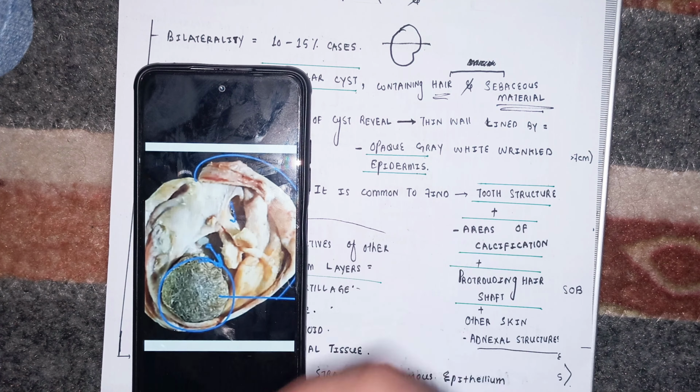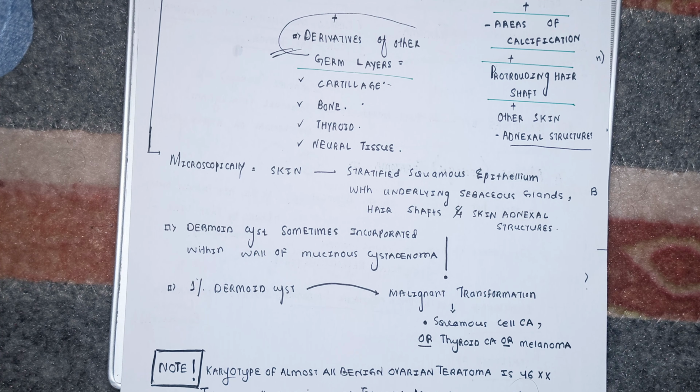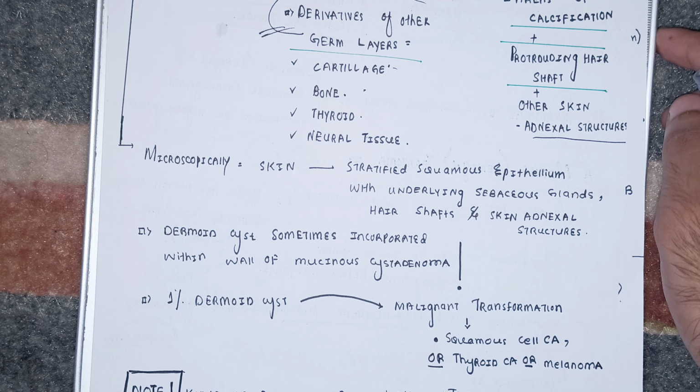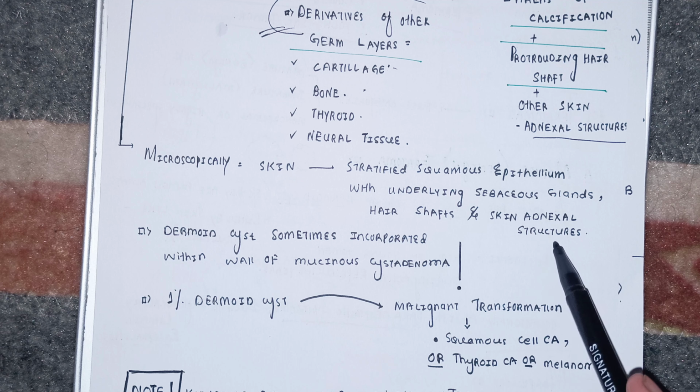After this, beta, if I take you to the microscopy of this tumor, as I mentioned, this cyst is lined by epidermis, having a stratified squamous epithelium with underlying sebaceous glands, hair shafts, and other adnexal structures of the skin. So let me show you the microscopy beta of this tumor, where you will better understand and you will see that yeah, it is actually lined by the epidermis, below which there are some structures of skin. Let me just focus into the picture.